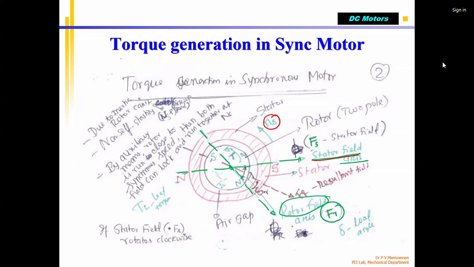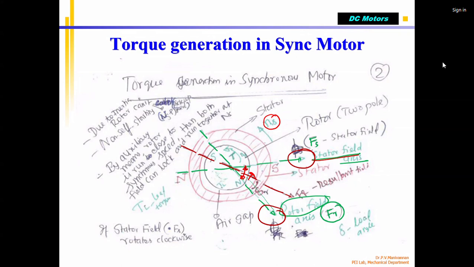Okay. Now we can see that between these two fields there is an angle. This is called lambda. Correct? Lambda is the angle between the rotor and stator magnetic fields at a particular instant. Okay. Now, because the two magnetic fields are interacting, there will be a resultant magnetic field, which is shown in another gray color. You can see that. This is the resultant magnetic field between the stator magnetic field and the rotor magnetic field.